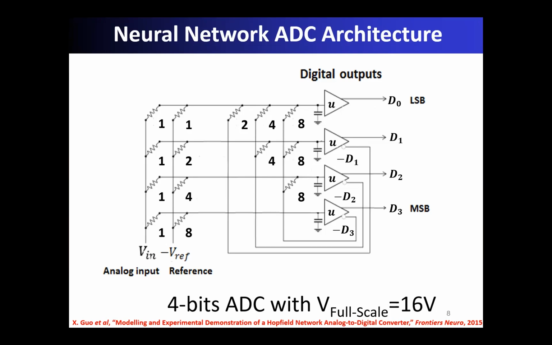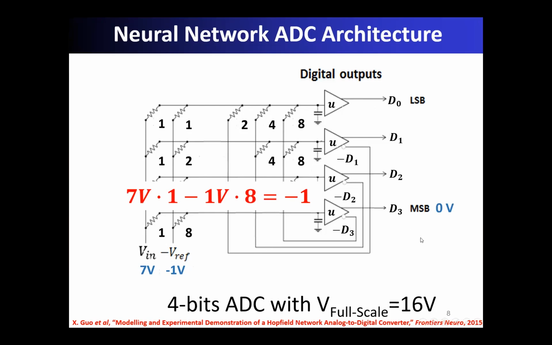So for now, let's run an example together and be convinced that this architecture really implements an ADC with these specifications. Let's try to convert 7 volt out of 16 volt. The equation of the MSB will be 7 volt multiplied by the corresponding weight, which is 1, minus 1 volt multiplied by 8. The result will be minus 1, which is negative. So D3 is a logical 0.